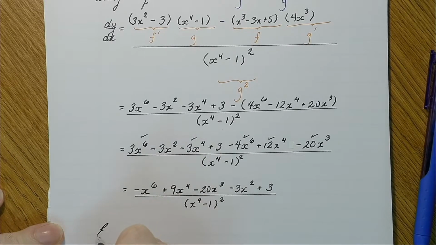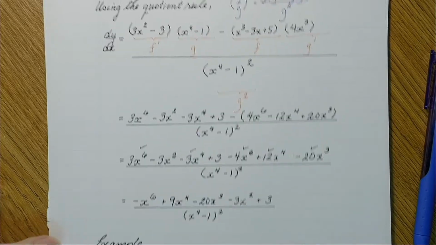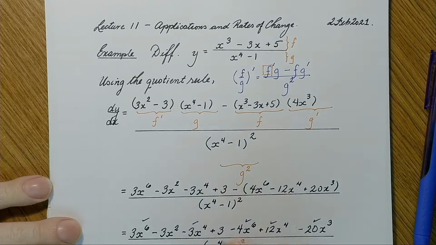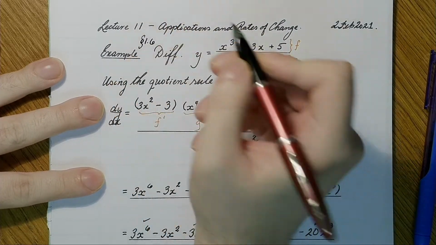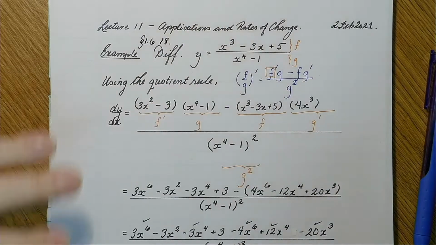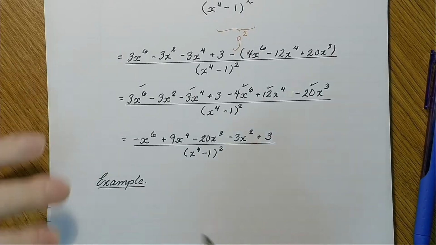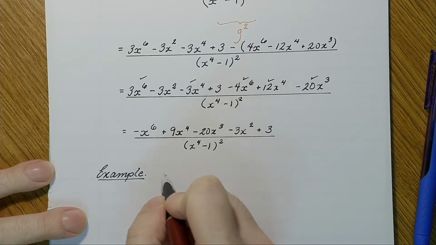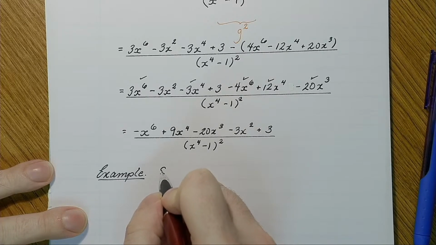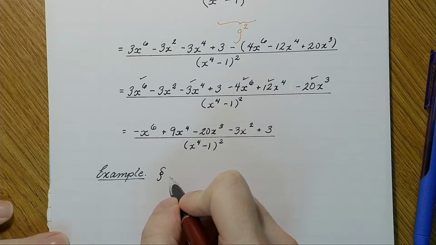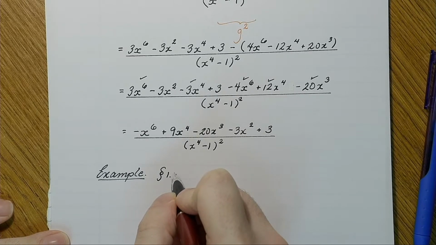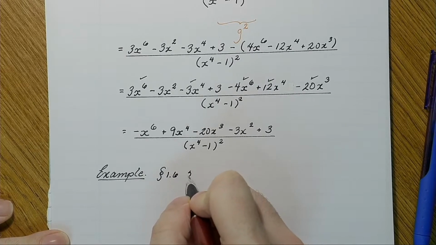Let's do another example. And that previous question was from section 1.6, question 18. I was doing questions that weren't on the assignment, but they're close in difficulty, so I was just doing some even questions. This one is another one from 1.6, question 50.